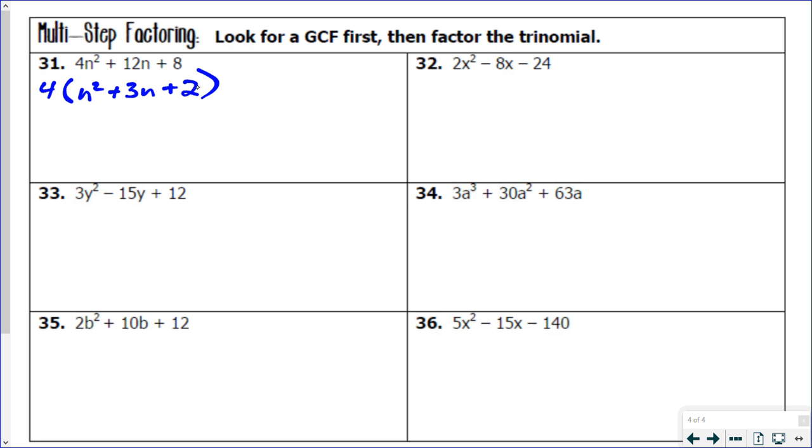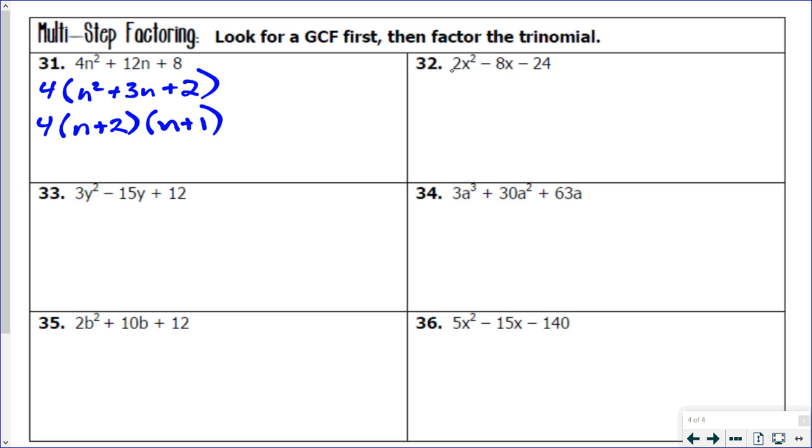Now I'm going to do what we were doing on the other slides. I'm looking for two numbers that multiply to 2 and add to 3. So that would be 2 and 1. So I have 4 times n plus 2 times n plus 1. 2 times 1 is 2. 2 plus 1 is 3. These are both positive, so this is plus and plus.